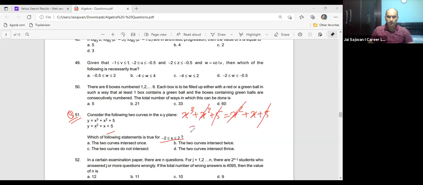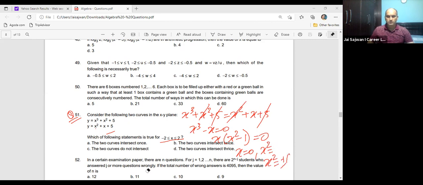X square gets cancelled out. I'll say x cube minus x is equal to 0. X is common, so I can say x square minus 1 is equal to 0. I'll say x is equal to 0 or x square is equal to 1. That means x square is equal to plus minus 1.